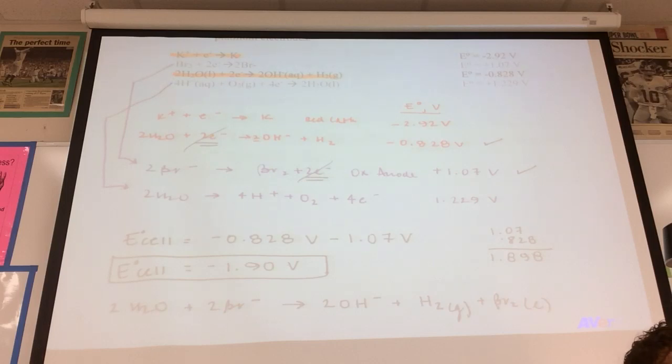What color is bromine? It's like a reddish brown. That you probably wouldn't have to know. Blue gas or blue ion? Copper 2 blue.